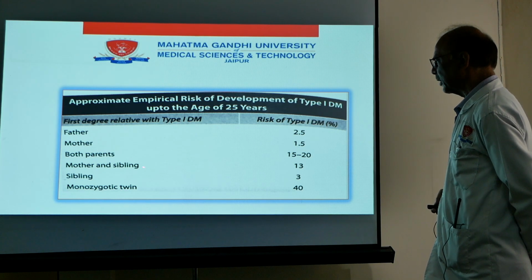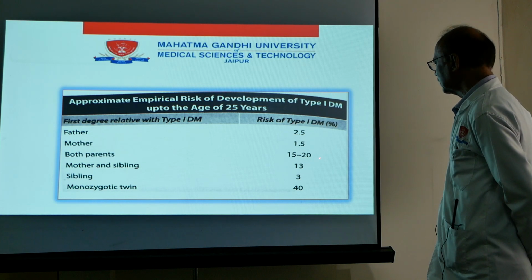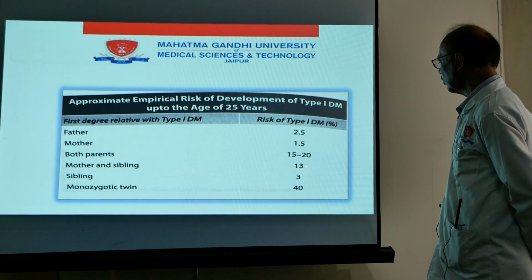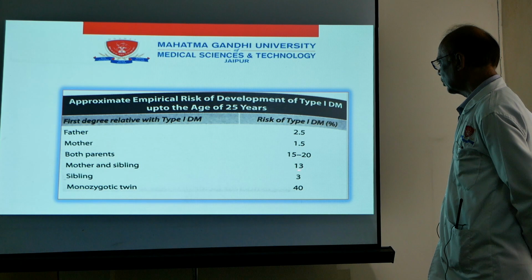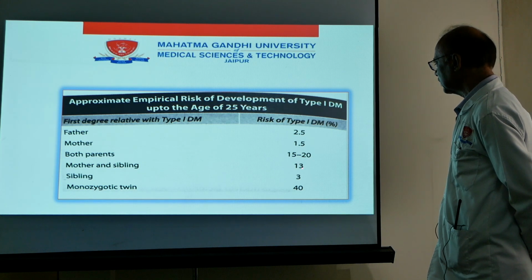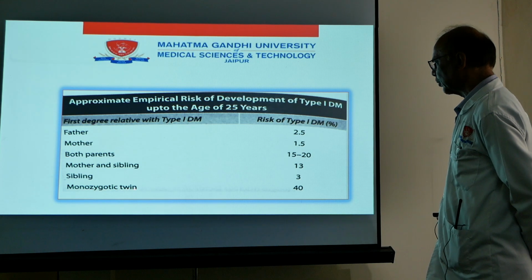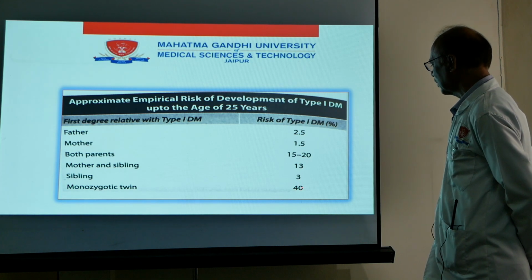If one of the kids is suffering from diabetes, the chances increase to 13% in other offspring. So other siblings may develop diabetes mellitus in good number, 13%. If there is a monozygotic twin and one twin is suffering from type 1 diabetes mellitus, the chance is 40% that the other twin will also develop type 1 diabetes.